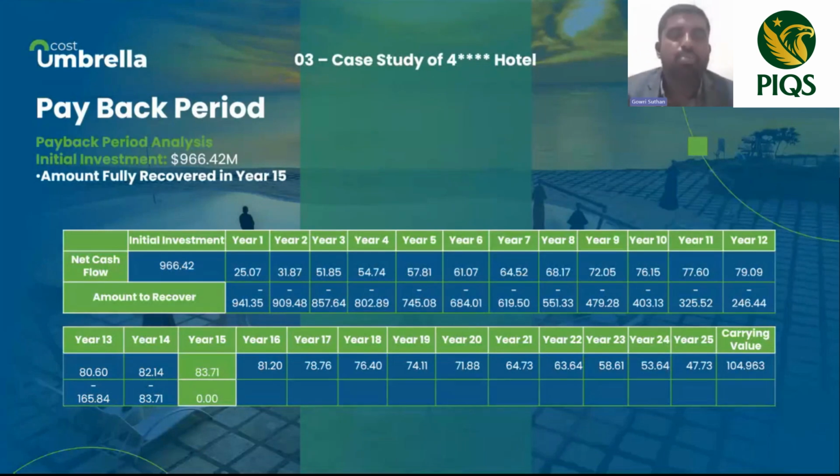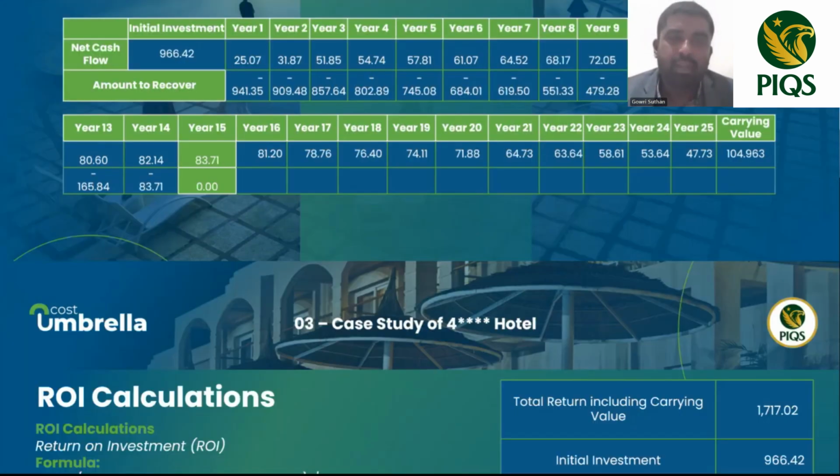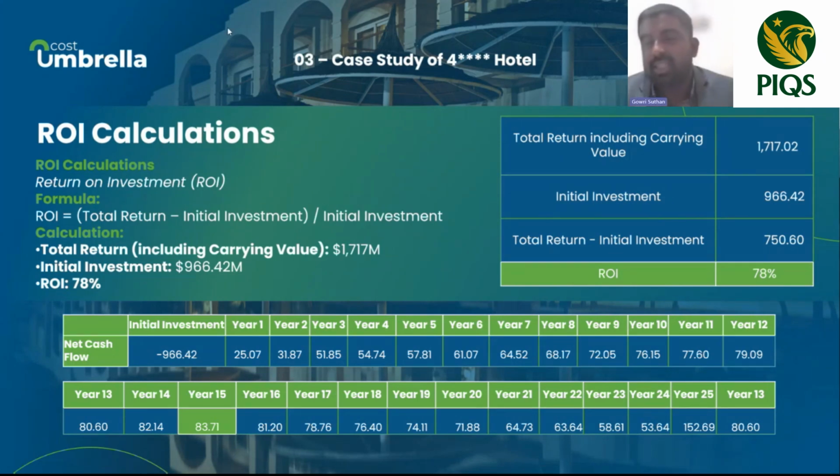Can we go to the next slide to calculate ROI? ROI we already discussed, right? That is total return minus initial investment, divided by initial investment, multiplied by 100. So the total return, if you add year 1, year 2, year 3, that's 25.7, 31.7, up to year 25, then the residual value, is 1,718 million. But your initial investment is 966 million. So the net return is 750 million for the investment of 966, that is 78.